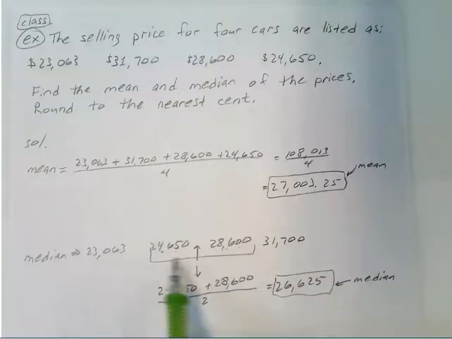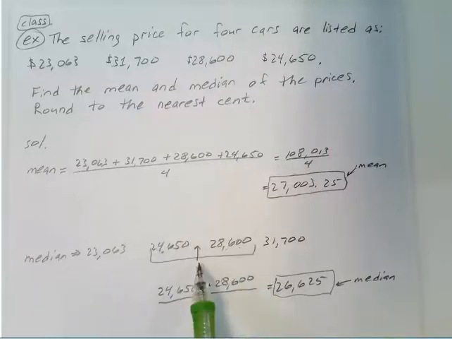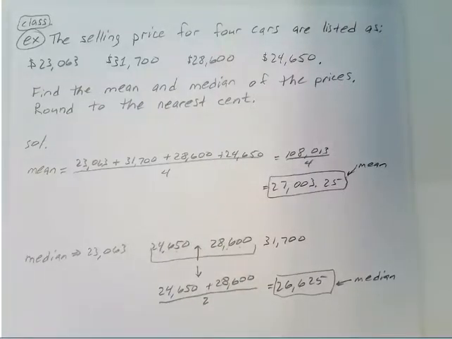Okay, so remember, whenever you have an even number of values, once you put them in order from smallest to largest, you add the 2 in the middle and divide it by 2, and that will give you your median if you have an even number of terms.